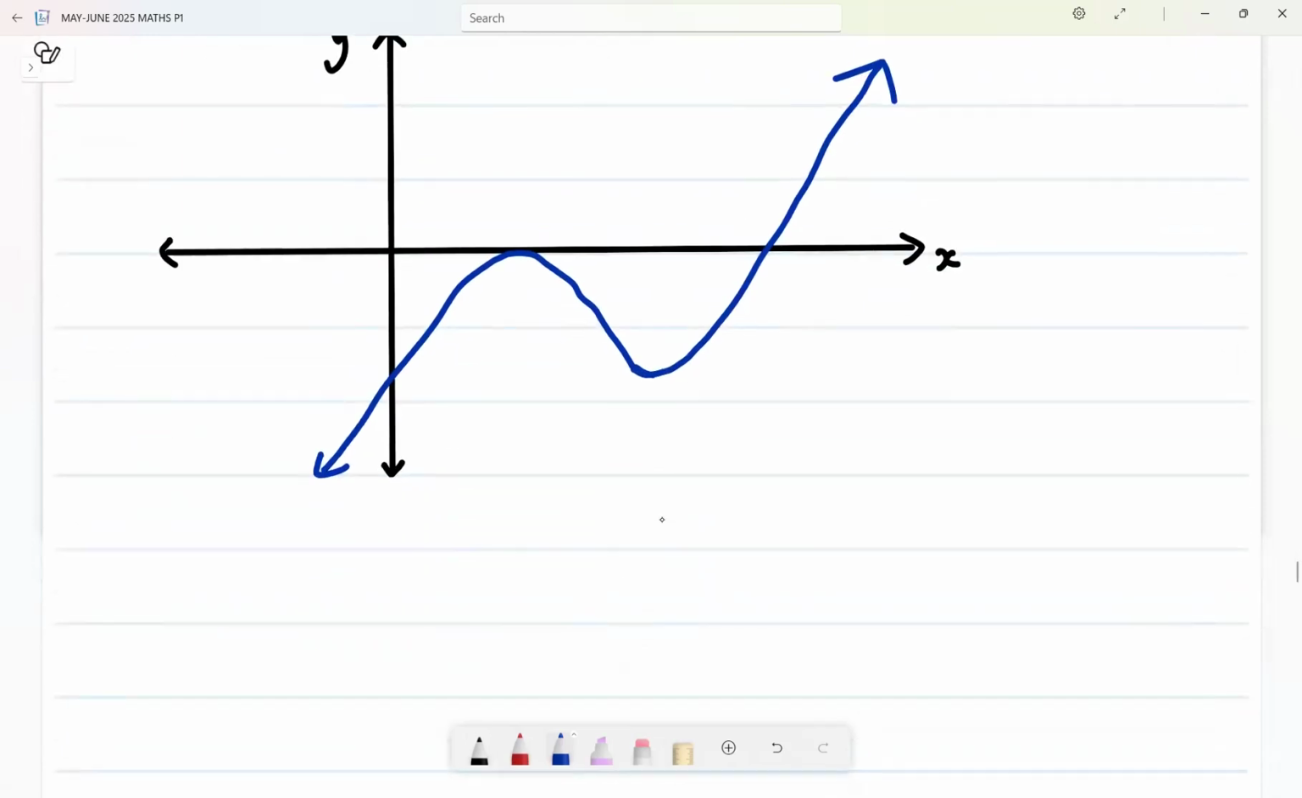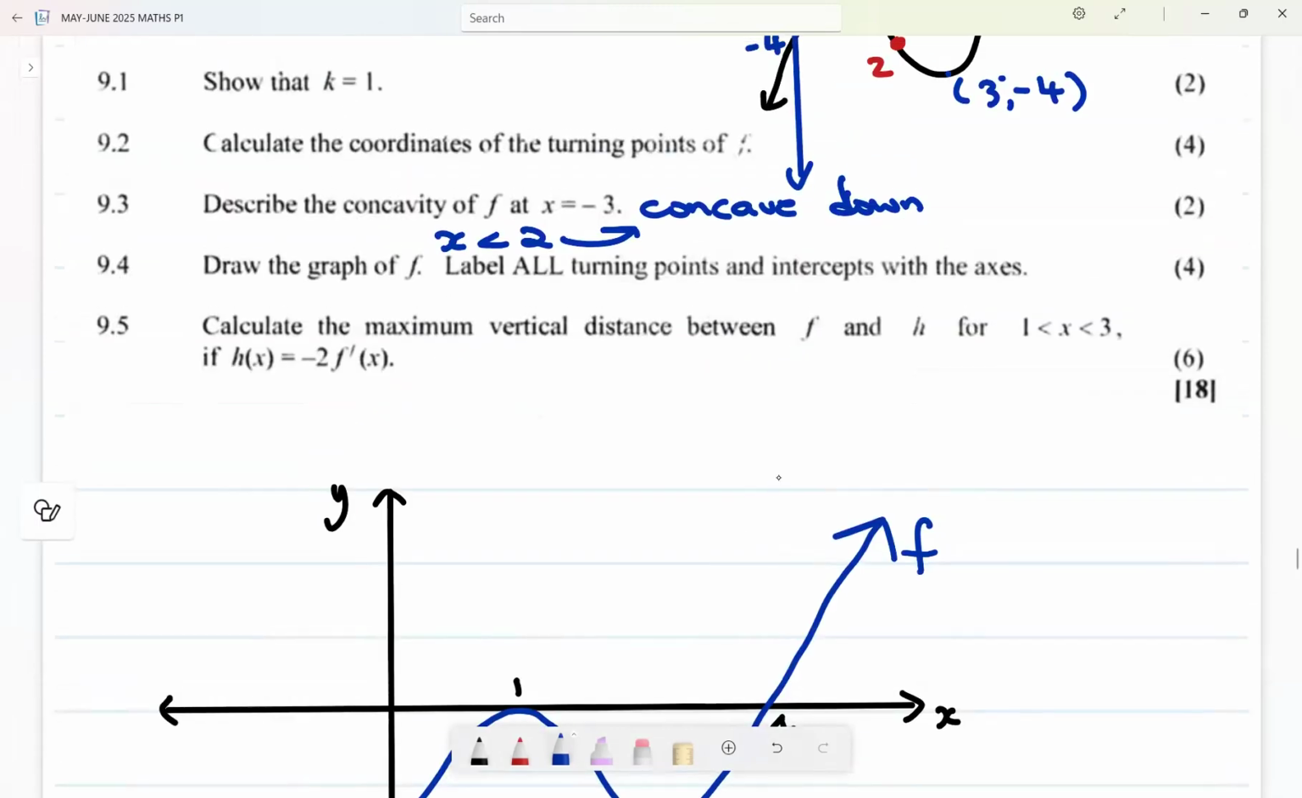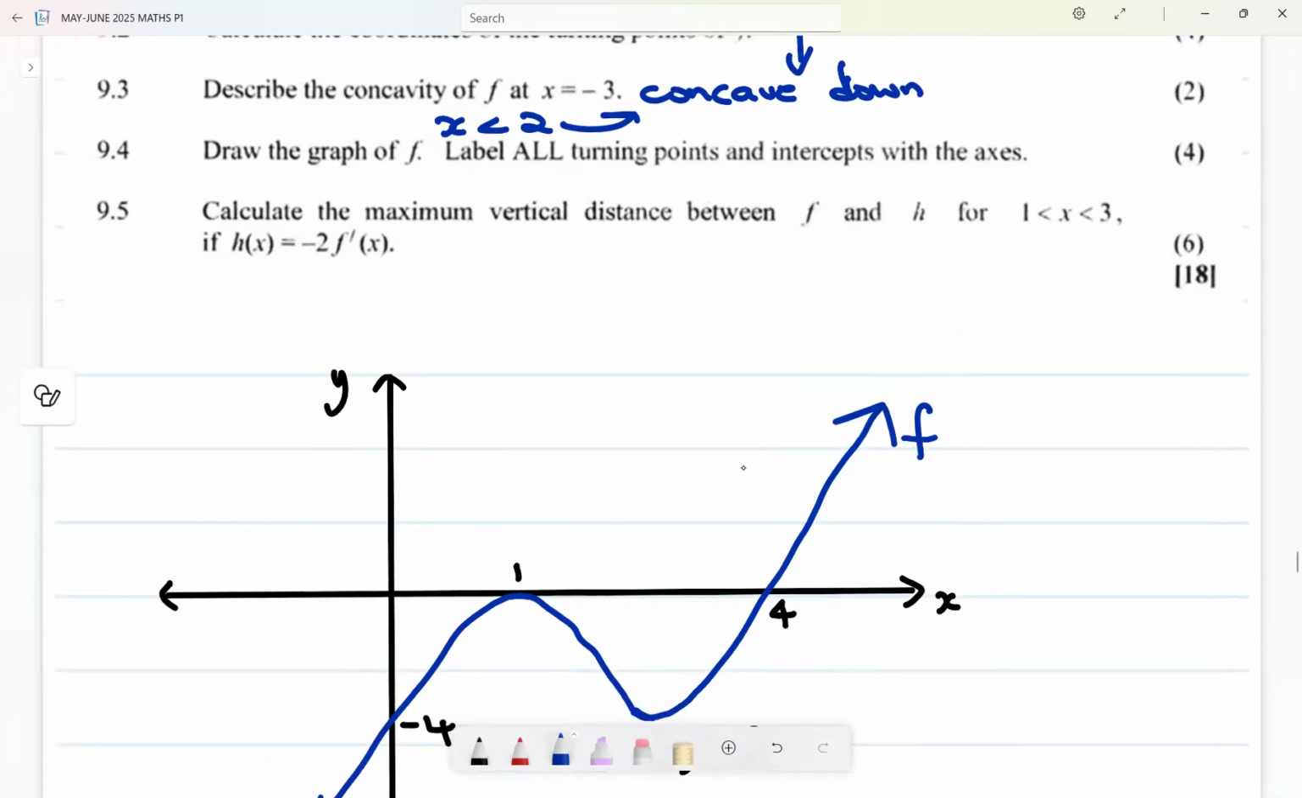And then you just need to indicate here, x is equal to 1, x is equal to 4. The coordinate here is 3, and y is equal to negative 4. And then you need to indicate that also here it is negative 4. And then you need to tell us that this is the graph of f. And then you get your full marks and you are beautiful. Done. And then 9.5, calculate the maximum distance between f and h between 1 and 3.